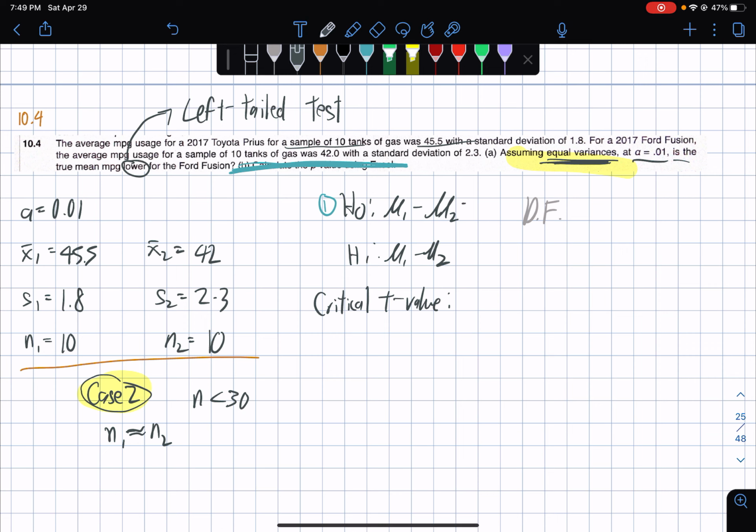By the way, back to the hypothesis. This is a left tail test, so we write this, this, and this. Anyways, degrees of freedom is N1 plus N2 minus 2. 10 plus 10 minus 2 is 18. So degrees of freedom is 18, and that alpha is 0.01. Because it's a two-tailed test, it's going to be 0.005.